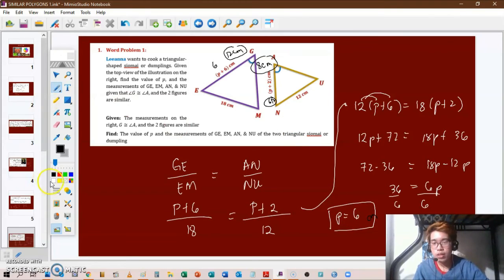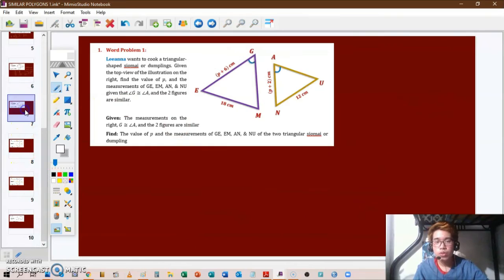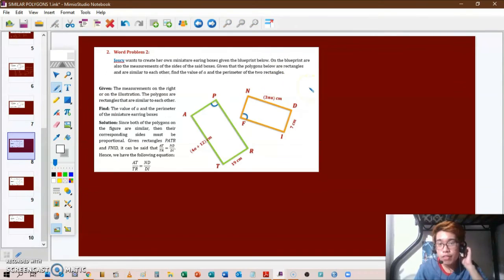Okay, so let's try some other problems. Let's try this one. Jessie wants to create her own miniature earring boxes given on the blueprint below. On the blueprint are also the measurements of the said boxes. Given that the polygons below are rectangles and are similar to each other, so that's a very important clue here, since they are similar to each other, we need to find the value of A.